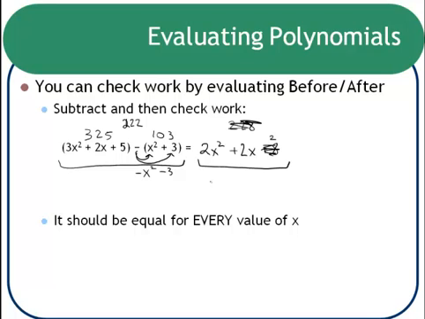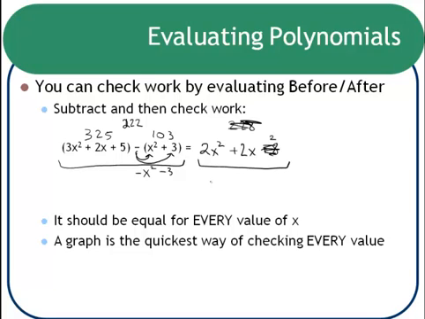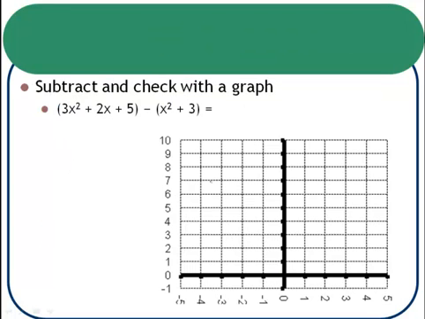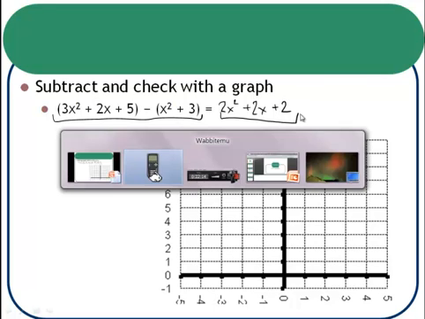and the quickest way to check every number for x is actually to make a graph. A graph is the quickest way of checking every value. And so let me show you what that would look like on a calculator quickly. And we can sketch that graph here. Here's that same problem. I think we said the answer was 2x squared plus 2x plus 2, right? And let's see what happens if we tried to graph the before and the after. I'll put both of those in my y equals screen and see what we get.